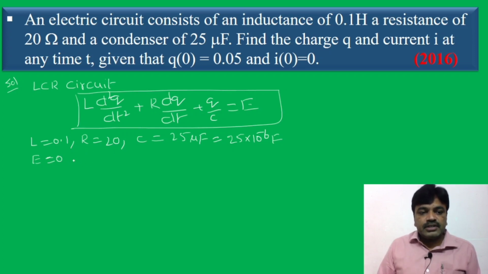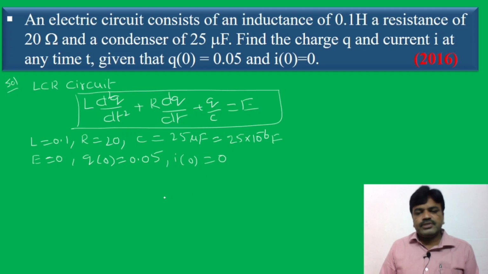Moreover, the given conditions here: Q(0) = 0.05. Generally it is given as 0, but in this problem it is 0.05. Please observe this change here. And then as it is, I(0) = 0. We are finding here the Q value and the current I value.